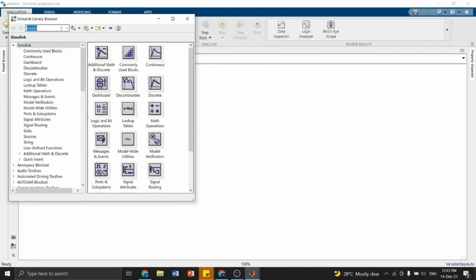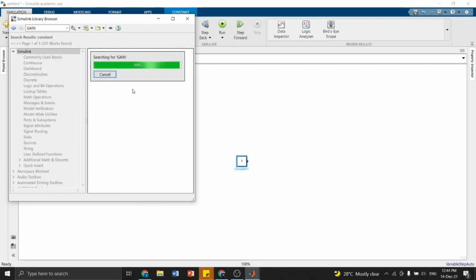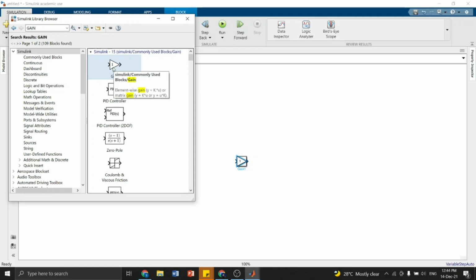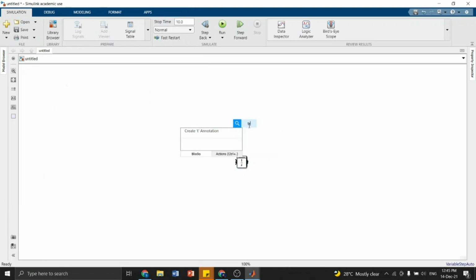So what we need to construct this block diagram is constant, gain, integrator, transfer function, and also display.